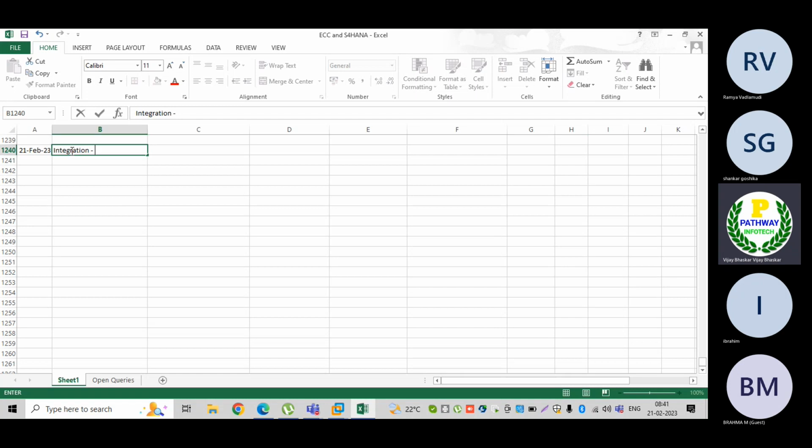Say integration, or some people will say cross modules, cross modules integration. Okay, so cross modules. First we need to understand what is meant by cross modules integration.